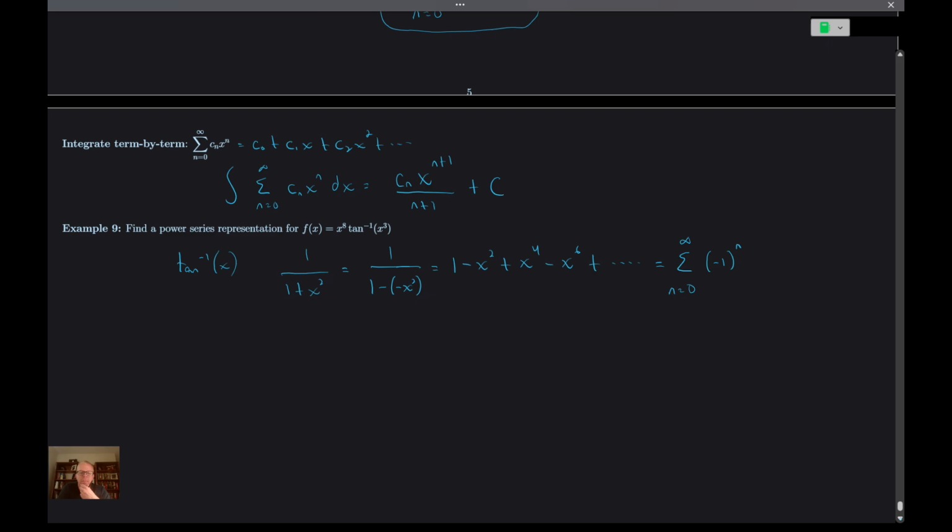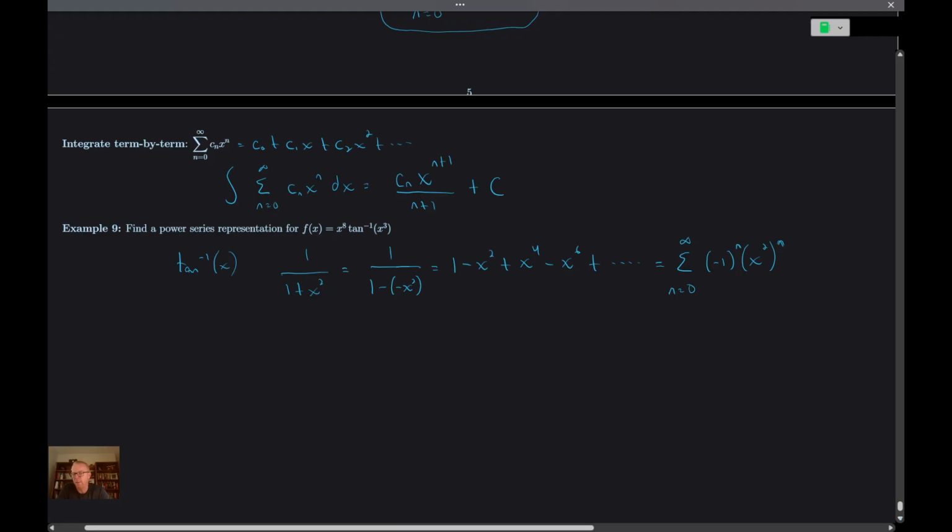Now, what do we get after that? We're basically raising x squared to the n. Right? So we have x squared, x to the 4th, x to the 6th. So this is the same as x to the 2n. So we'll write the sum from n equals 0 to infinity, negative 1 to the n, x to the 2n. So this series is these terms, and the sum would be 1 over 1 plus x squared.